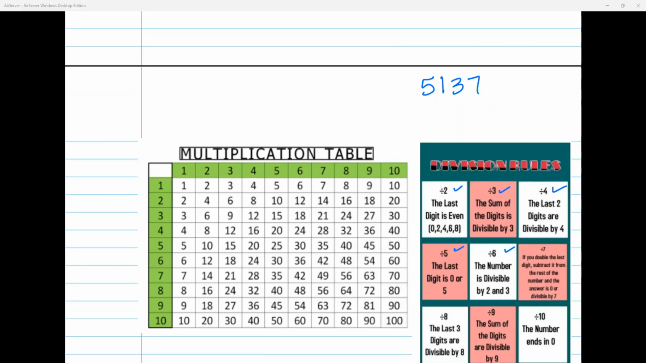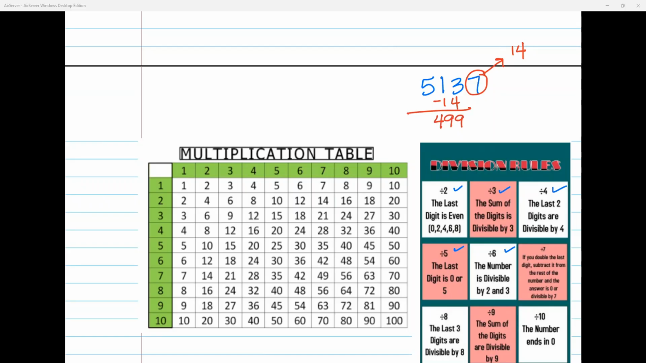Remember, we're going to take that last number. We're going to double it. That's 7 times 2. That becomes 14. I'm going to take the 14 and subtract it from the rest of the number. So this is going to be minus 14. 513 minus 14, that is 499. Just trust me on that.